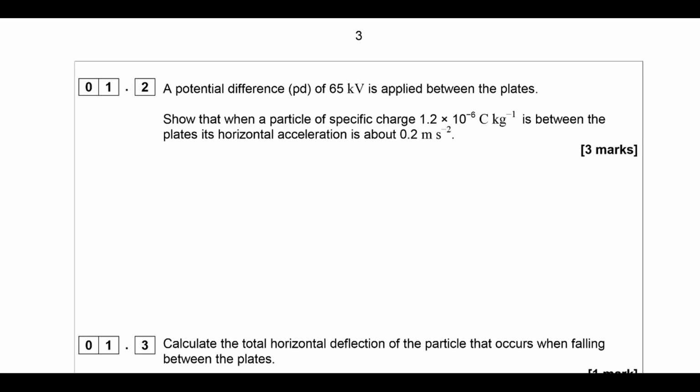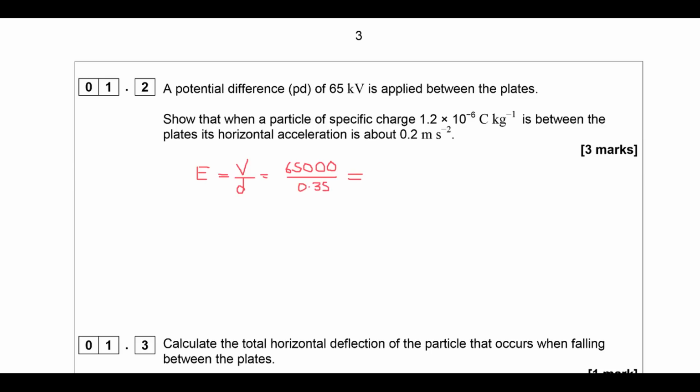Okay. So if we've got a potential difference of 65 kilovolts applied between the plates, show that the particle of specific charge 1.2 times 10 to the minus 6 coulombs per kilogram has horizontal acceleration of about 0.2 meters per second squared. So we can calculate the field strength of our uniform electric field by dividing the potential difference by the separation. So that's a potential difference of 65,000 because it's in kilovolts, and the distance was 0.35.